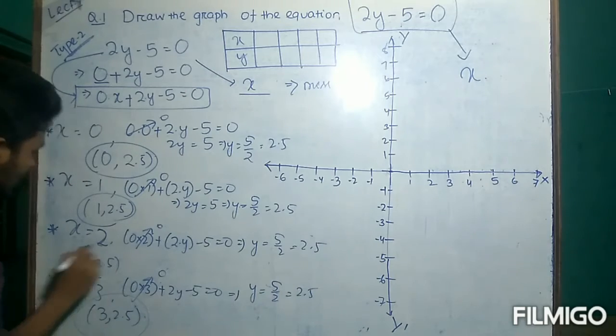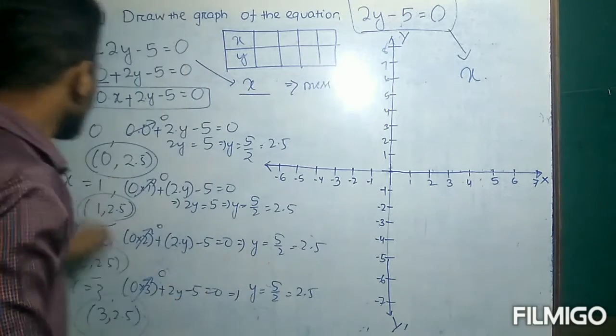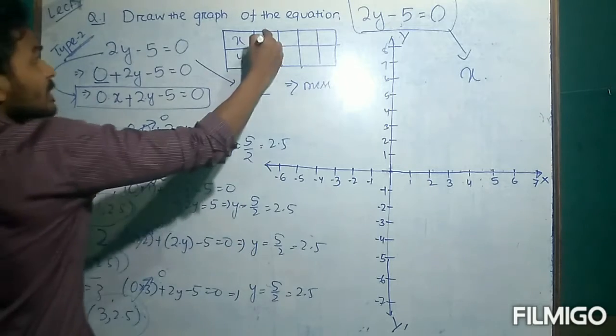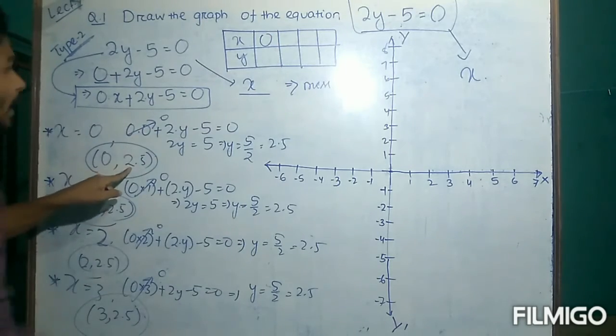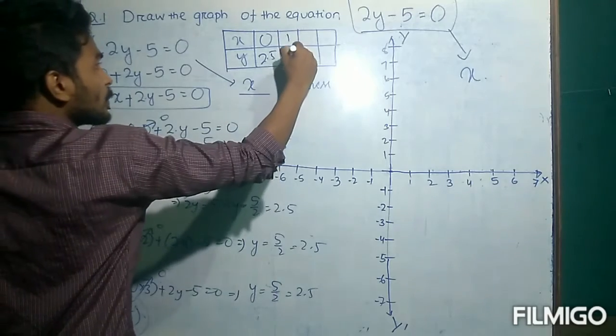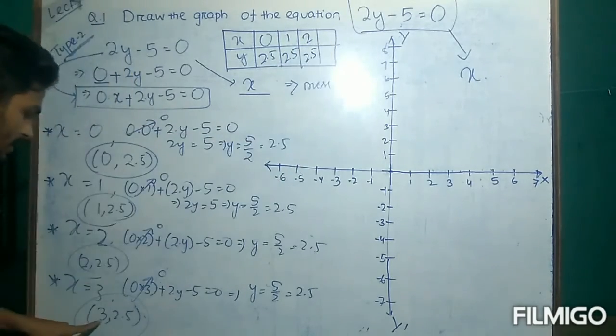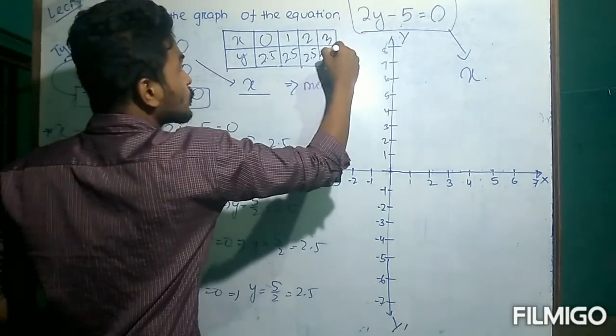Now we get all these 4 solutions. Now you have to write all these 4 solutions in tabular form. So write them. The first solution is x coordinate 0 and y coordinate 2.5. Again x coordinate is 1, y coordinate is 2.5. X coordinate is 2, y coordinate is 2.5. X coordinate is 3, y coordinate is 2.5.